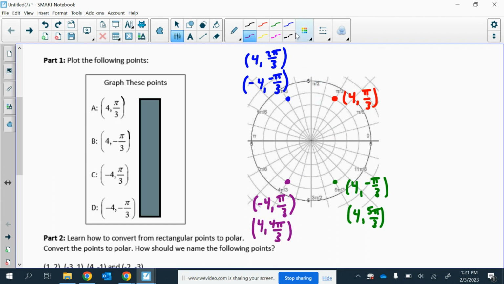I could also write all of these with a negative radius. So I could write the green one as negative 4, 2 pi thirds, because 2 pi thirds would be up here, and I can go in the opposite direction with a radius. So there's a lot of different ways that I can do these types of problems. I could also write the red one, for example, as negative 4, pi thirds. So there's a lot of different ways we can do it.